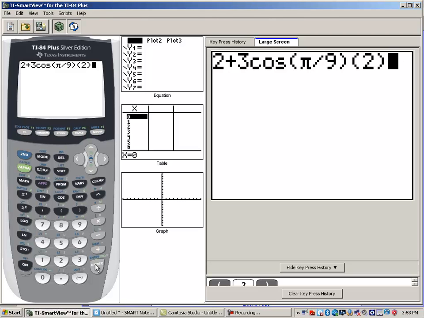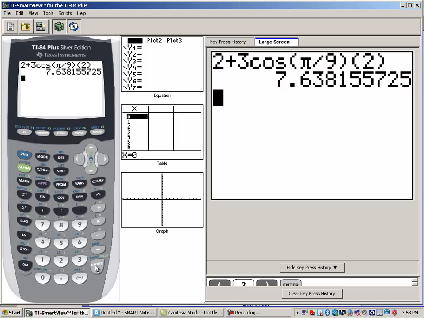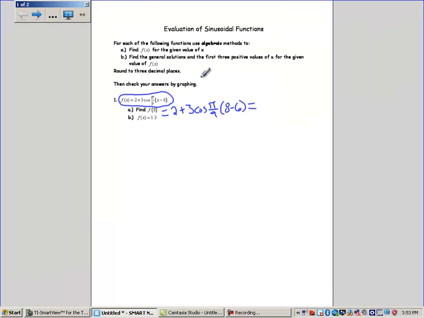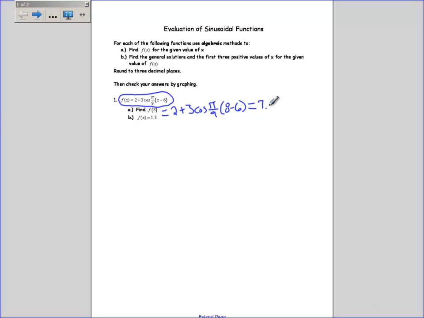Alright, and this answer is 7.638. So let's go back and write that down. Equals 7.638. I think that's neat how it shows my calculator like that. Okay, that's pretty straightforward. Now the second part is we're going to find when a function has a specific y value. So we have to take our function and set it equal to 1.3.